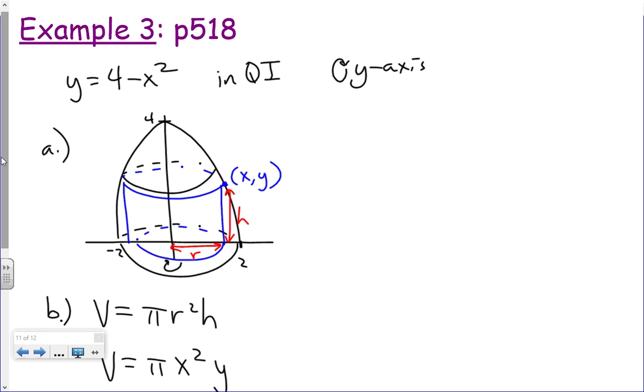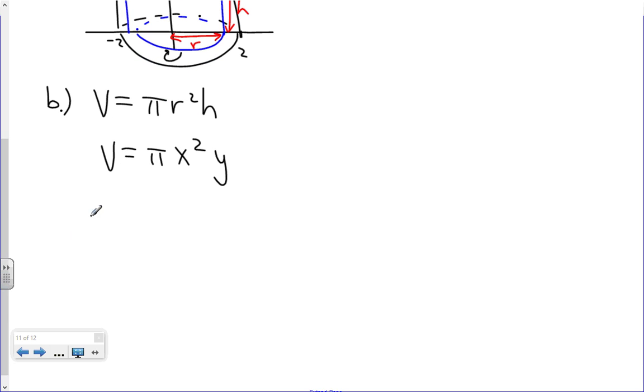Notice that the point (x, y) is a point not only on my cylinder that's inscribed inside of this paraboloid, but it's also on the parabola. So I can simply substitute in for y. Y is equal to 4 minus x squared. So it's pi times x squared times (4 minus x squared). There's our equation.